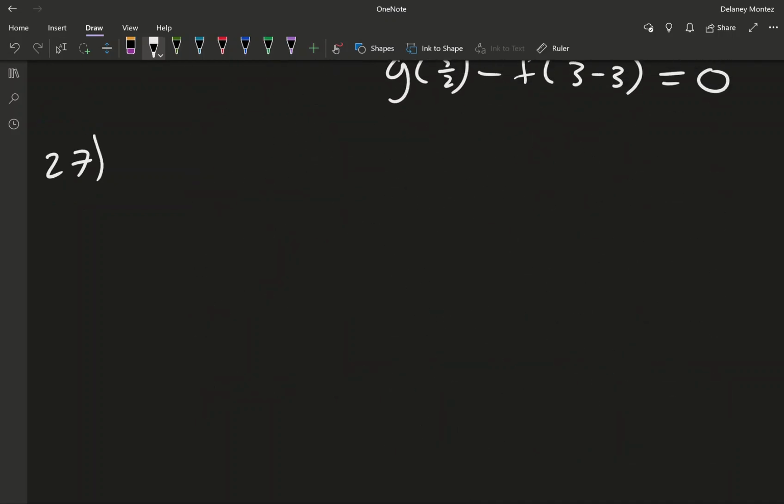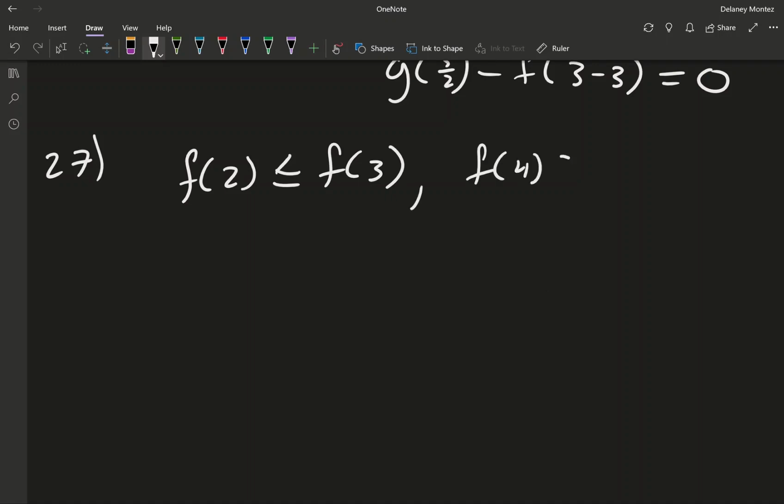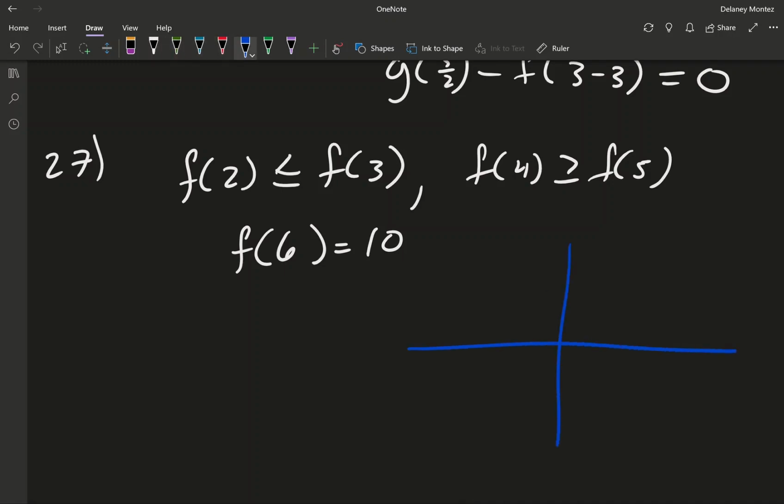Okay, let's look at 27. So we have f of x is a linear function such that f of 2 is less than or equal to f of 3, and f of 4 is greater than or equal to f of 5, and f of 6 equals 10. Right? Which of the following must be true? Okay, so this is a question that's really asking you to understand what it means when we say a function is a linear function.